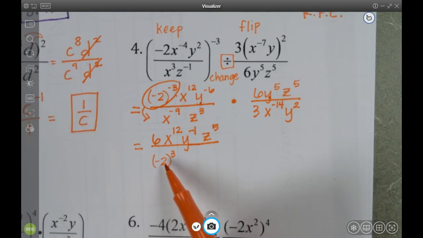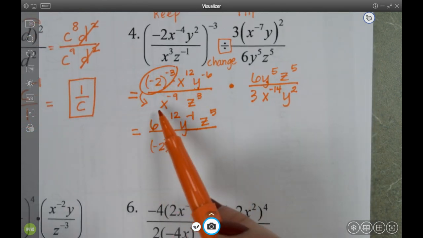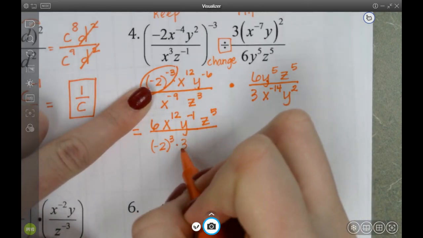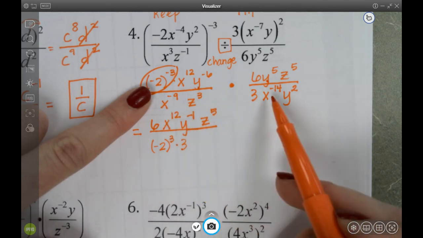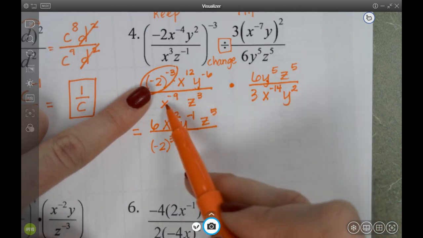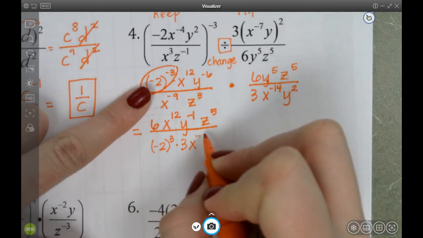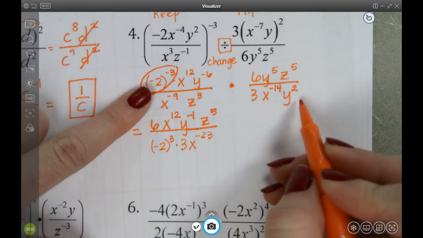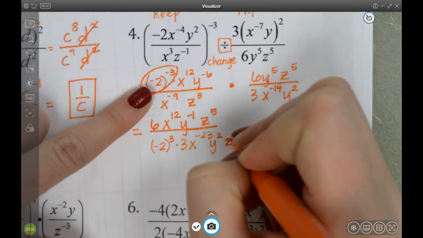Okay, now in the bottom, I have this negative 2 to the 3rd power that I moved from here. I have a 3, so times 3. I have x to the negative 9, x to the negative 14. So negative 9 plus negative 14 is negative 23. And I have a y squared and a z cubed.